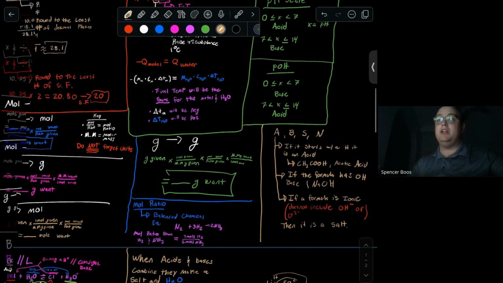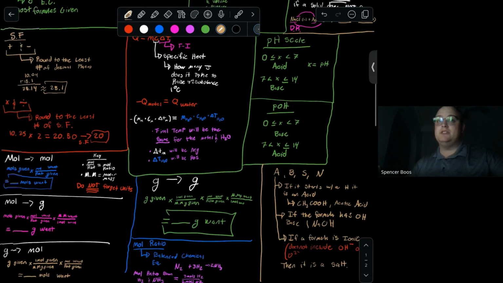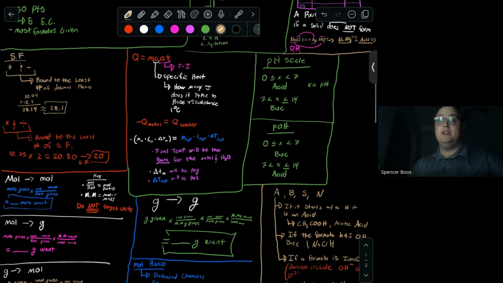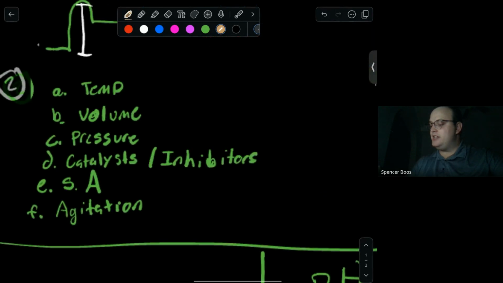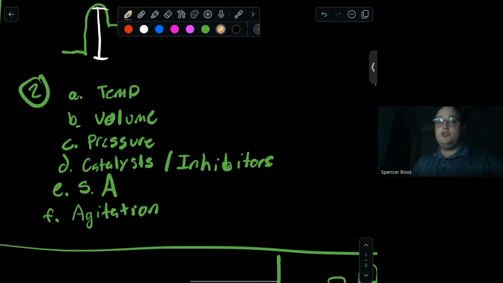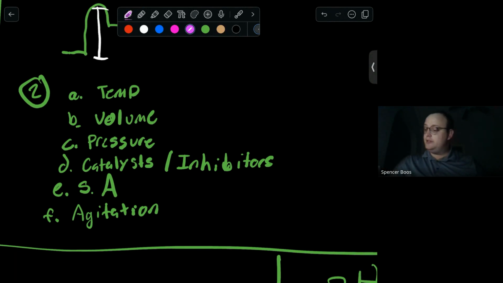Do reaction rate influencers affect solids, liquids versus gases? They do. Almost all of these, especially the ones I've listed here, do affect all of them with the exception of volume and pressure. These are both specifically for gases. Everything else is more specific to all of them. But volume and pressure are more specific to gases.